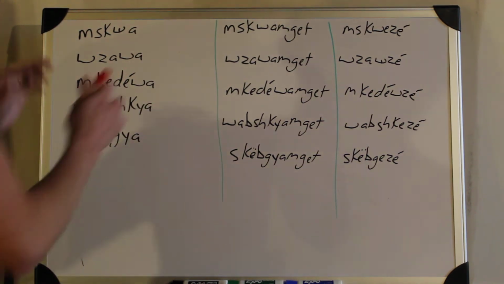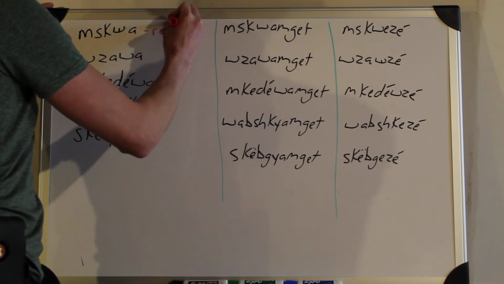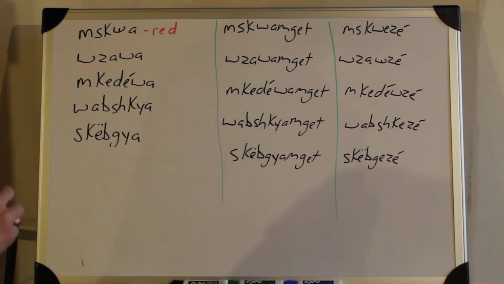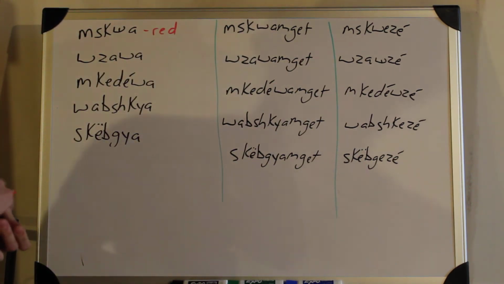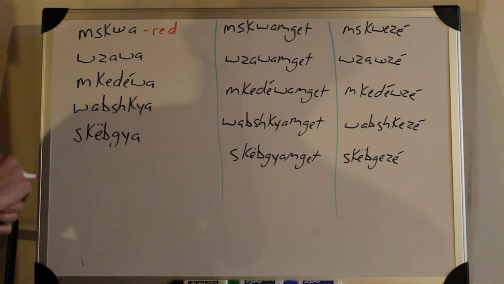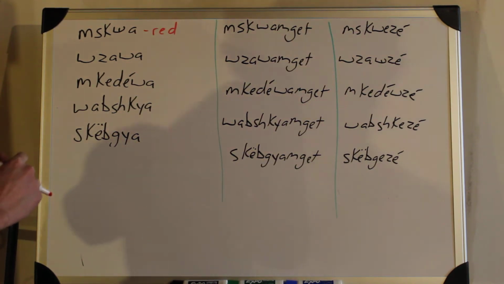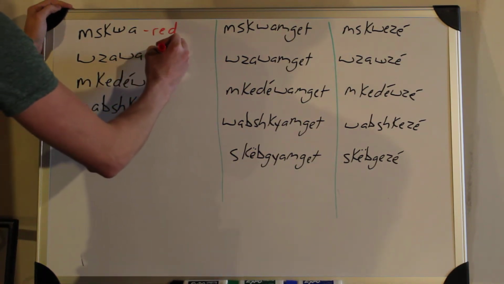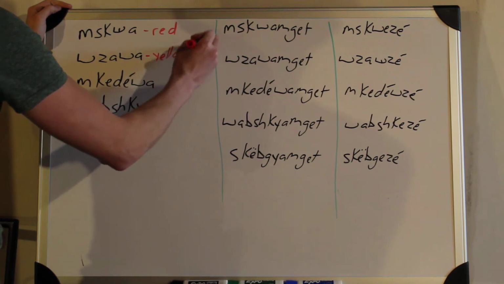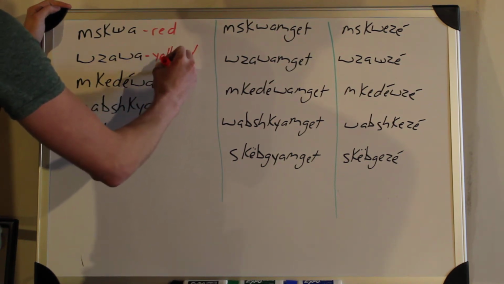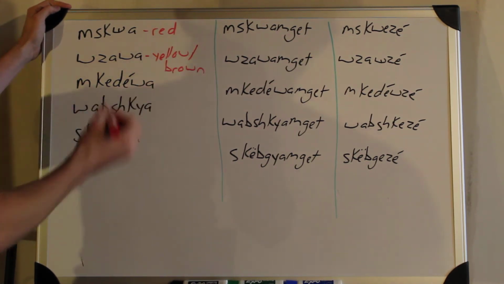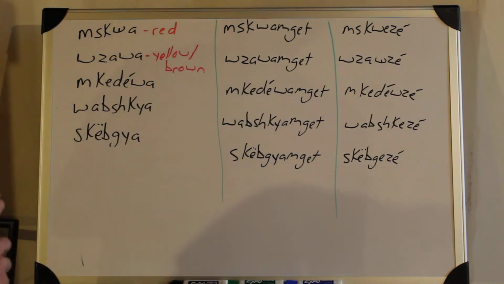Mskwa is our word for red. It comes from the word mski, or blood. It's the color of blood. The next one down is Ozawa. Ozawa is mostly used for yellow, but it can also describe brown. Yellow or brownish color. Ozawa.